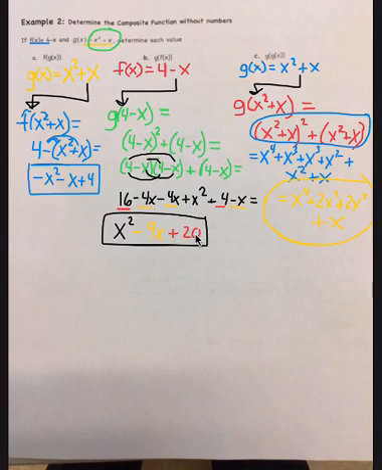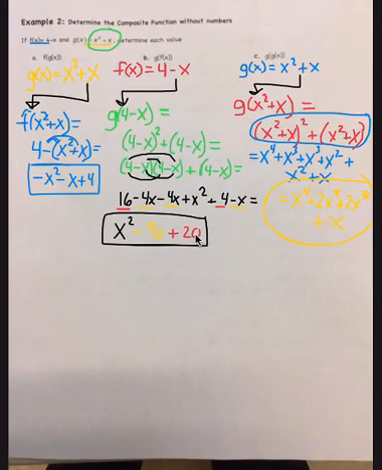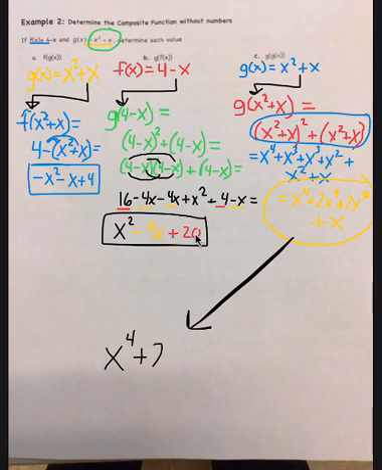X to the 4th plus 2x to the 3rd plus 2x squared plus x. And sorry if you can't read that one as well. Maybe I'll write it down here, just so you can see. X to the 4th plus 2x to the 3rd plus 2x squared plus x. There you go.